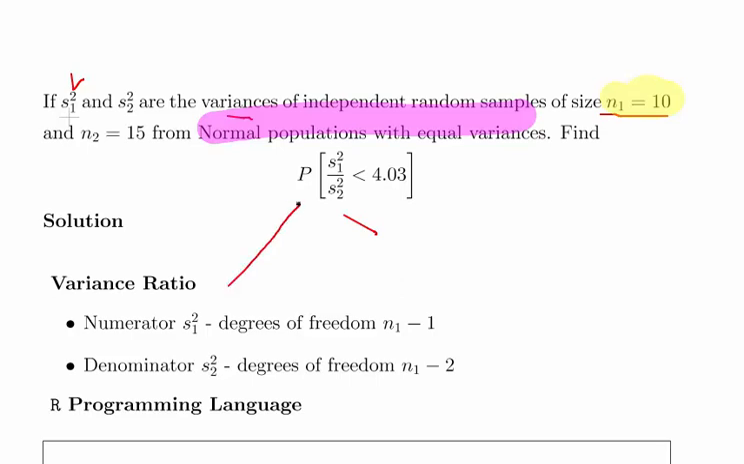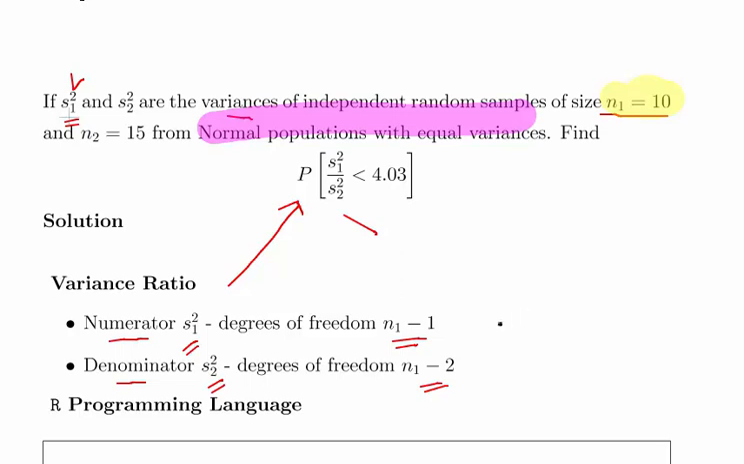I have it written there, so that's the variance ratio. Now, it's very important to keep consistent about what is the numerator and what is the denominator. Not for any particular reason, we'll go for S1 squared, the first sample, as the numerator, and S2 squared for the second sample, which is in the denominator. Now, the important thing here is the degrees of freedom.